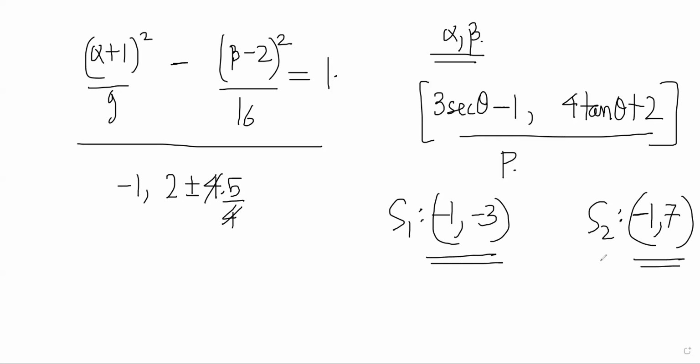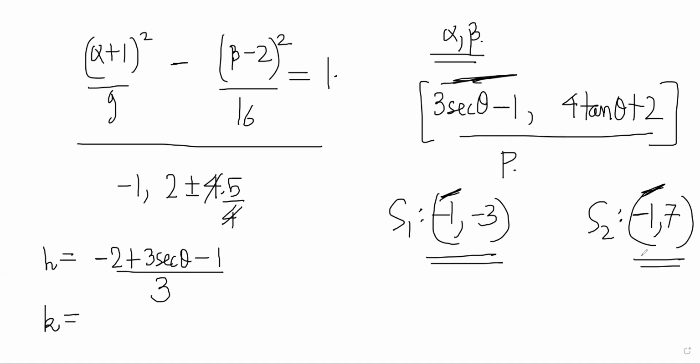Okay. This was my foci, right? So the centroid H would be, the x coordinates will get added. So it will be -2 plus 3 sec theta minus 1 whole divided by 3. And K would be, how did I get this? I'm adding the y coordinates of this triangle and dividing by 3. Now for K, I will get -3 plus 7, 4 plus this, 4 plus 4 tan theta plus 2 by 3, right? And now it's simple only.